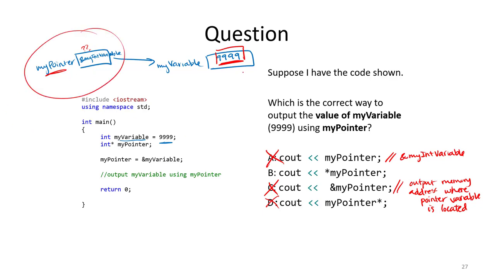What we want to access is 9,999. To do that, we use choice B. We write cout asterisk my pointer. Asterisk tells us, go where my pointer is pointing and return the value stored there. So here, asterisk my pointer is going to go to the memory where I'm pointing, which is my variable, and it's going to return the value 9,999.